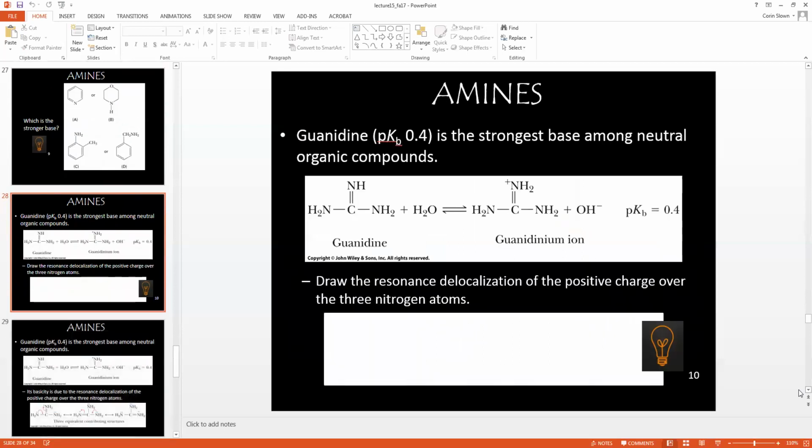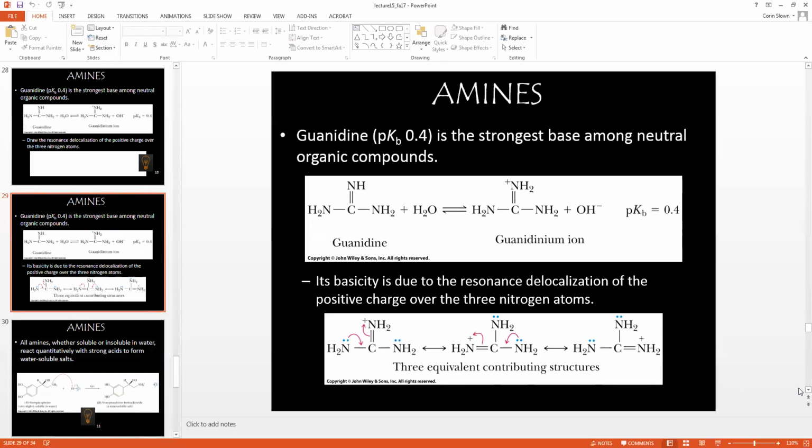It's also useful to think about guanidine. So this is the strongest base among neutral organic compounds. I want you to think about drawing 3 resonance delocalizations of the positive charge over the 3 nitrogen atoms. So how would you draw resonance for this guanidinium ion?